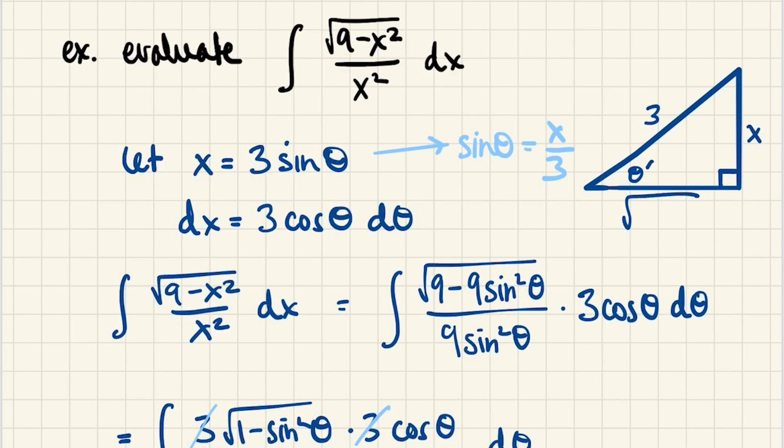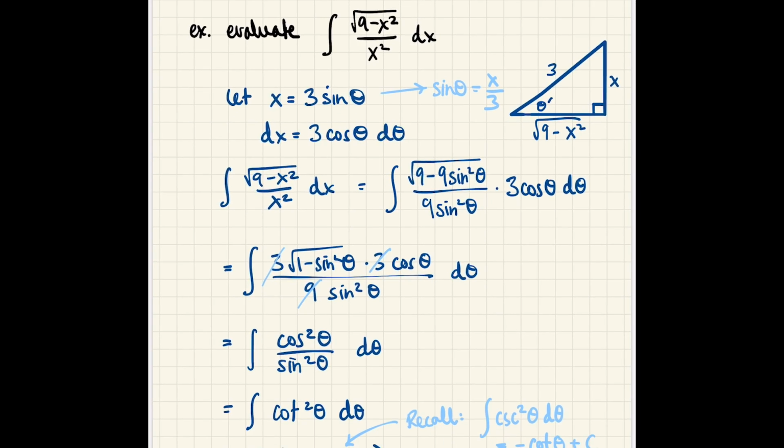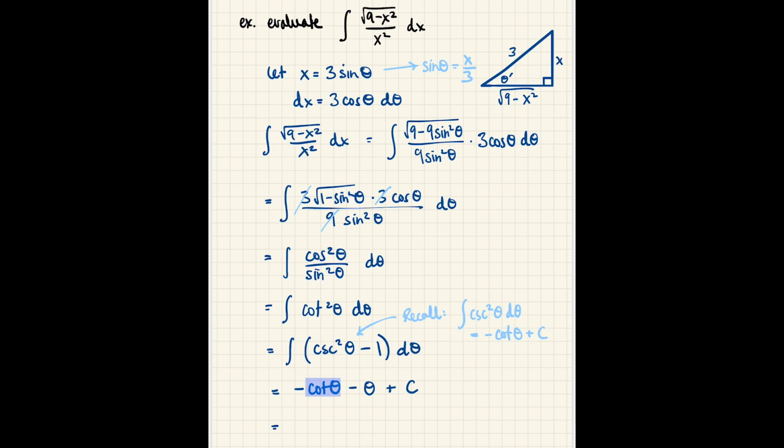And using the Pythagorean theorem, we'll see 3 squared is 9, x squared is x squared. So we have the square root of 9 minus x squared as the missing side. Okay, so now we can read off the triangle sine, cosine, tangent, whatever, of theta. And in this case, we want negative cotangent of theta.